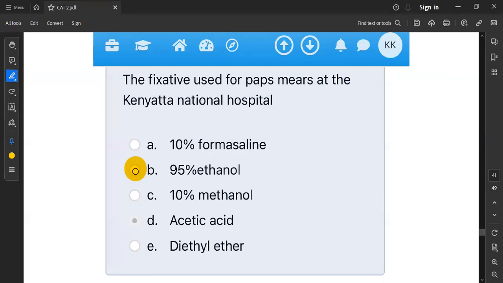That's a fact we should mind. Maybe the other question you can use is to ask what its work is, which is to fix the stain. So the answer is 95% ethanol. We can move to the next question.